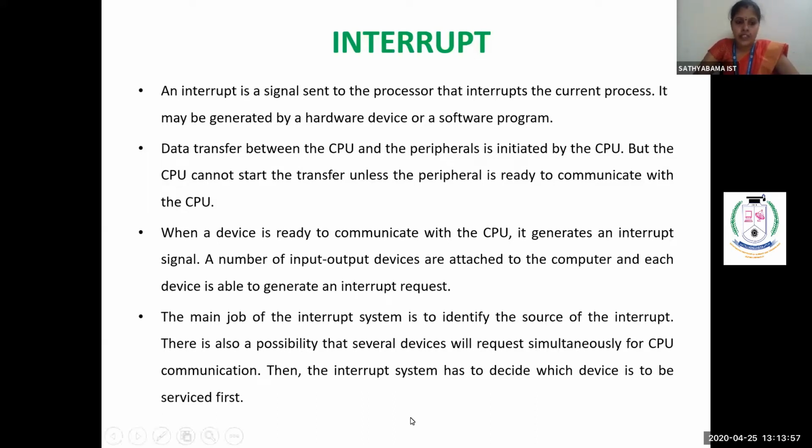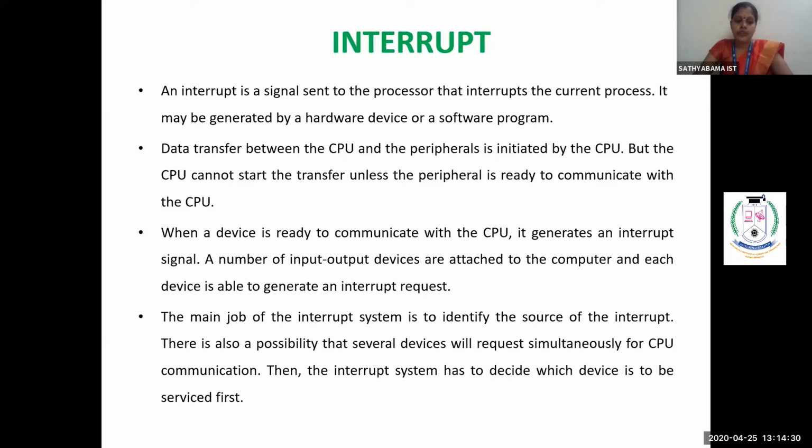So the next point is, when a device is ready to communicate with the CPU, it generates an interrupt signal. As I already said, now I'm free, please give the result to my device. Like that, the peripheral should interrupt the CPU. A number of input outputs are attached to the computer, and each device is able to generate an interrupt request. Many devices will be connected to the CPU, device 1, device 2, device 3, and from these devices you will get the interrupts.